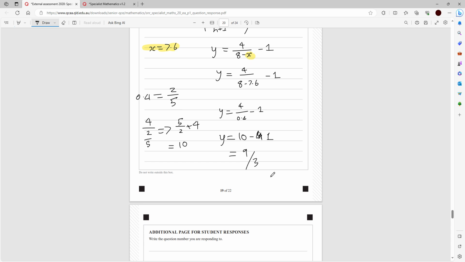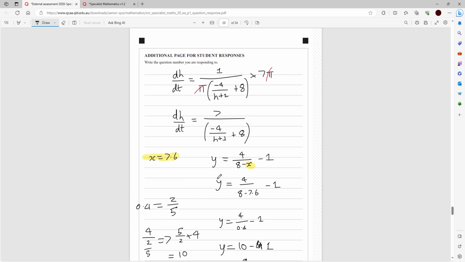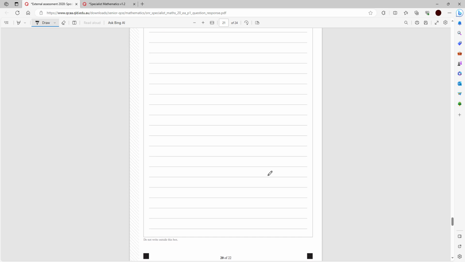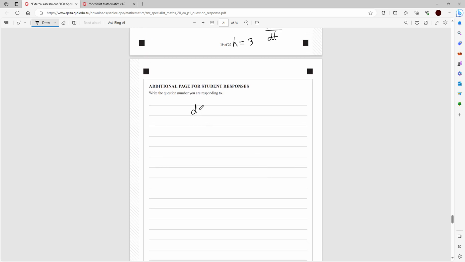So you want dh/dt when h is equal to 3. So substitute 3 into here. So you have, I'm going to write down here, dh/dt when h is 3 is equal to 7 on (8 minus 4 on 3 plus 1) all squared. And now we go work this out.